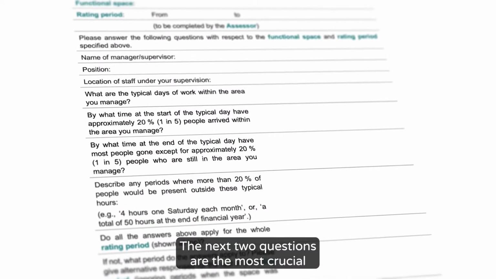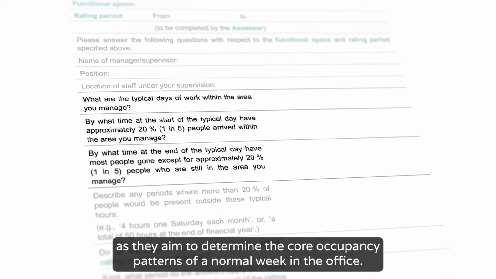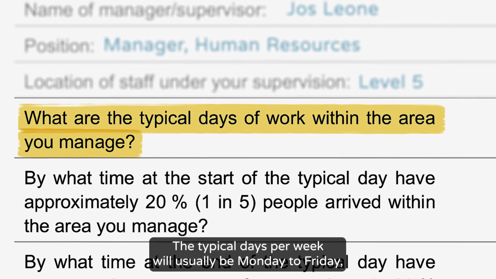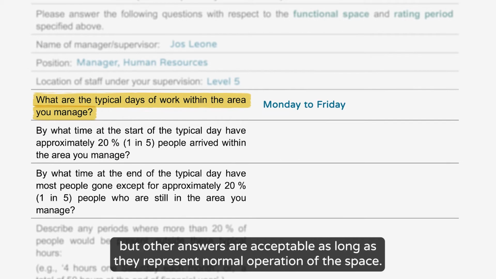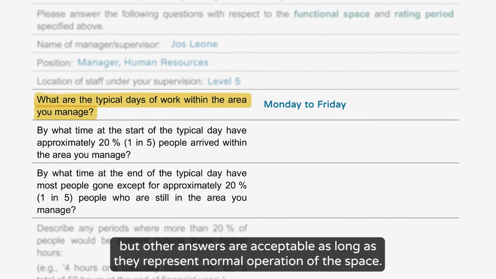The next three questions are the most crucial, as they aim to determine the core occupancy patterns of a normal week in the office. The typical days per week will usually be Monday to Friday, but other answers are acceptable as long as they represent normal operation of the space.